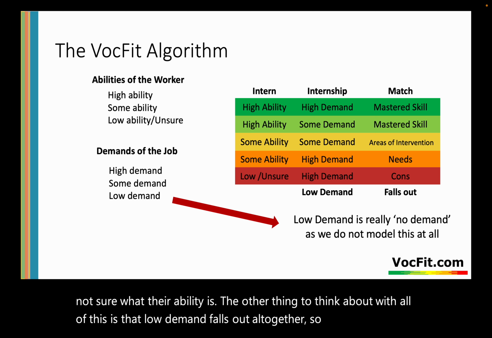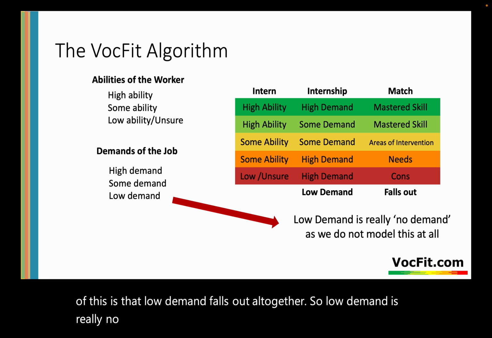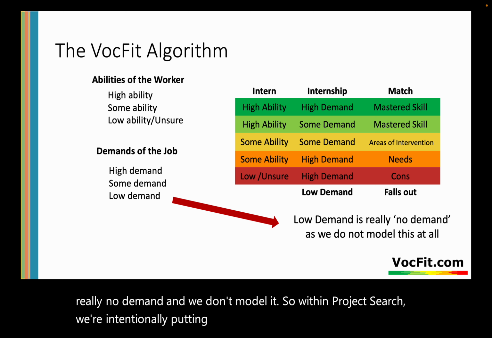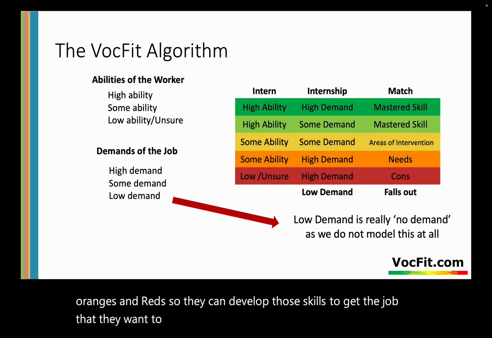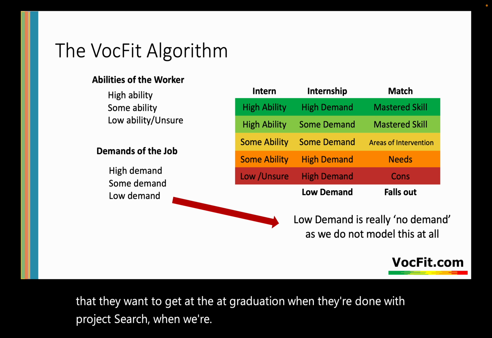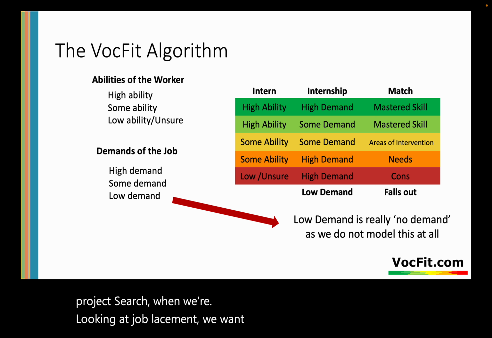So low demand is really no demand, and we don't model it. So within project search, we're intentionally putting people thoughtfully in yellows, oranges, and reds, so they can develop those skills to get the job that they want to get at graduation when they're done with project search. When we're looking at job placement, we want to be much more focused on green.